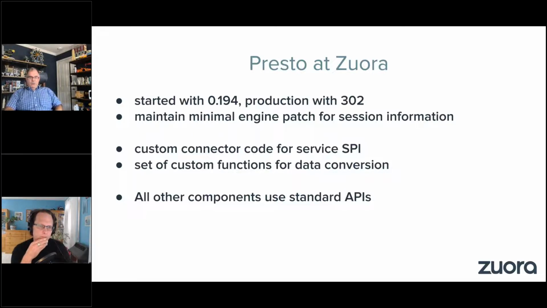We chose to do minimal modification to the Presto engine so that it fits our needs, because we are a small engineering organization. We don't have dozens and dozens of engineers that allow us to maintain our own fork of Presto. We wanted to stay as close to the mainline as we can, and we wanted to leverage as much standard software as we could.